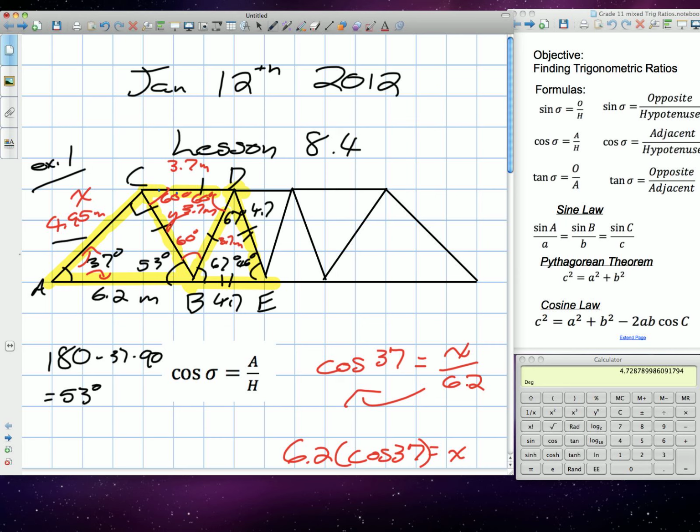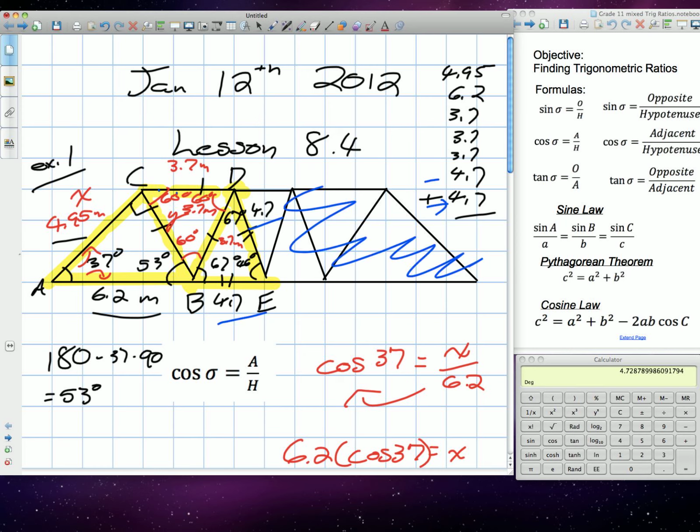4.95, 6.2, 3.7, 3.7, 3.7, 4.7, and 4.7. Nope, I've actually included them all. Both 4.7s are there. Oh, no, we're not solving this part of the question. That was just a diagram. We're just solving the highlighted part.